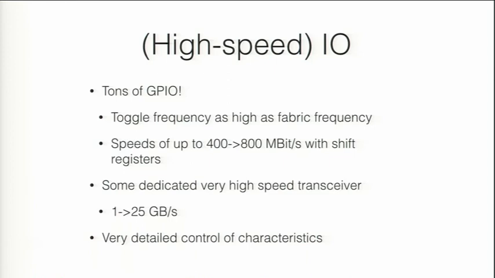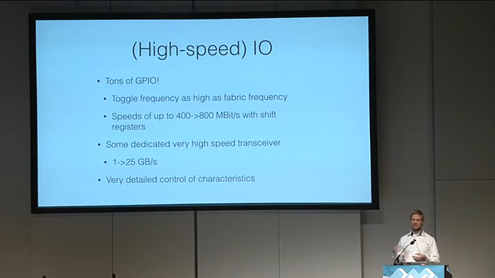So you have shift registers just within the FPGA for the inputs, so that you can have up to 480 or 800 megabit on each pin as input. And then there are dedicated high-speed receivers where you can have up to 25 gigabits per second on one pin, or 2 pins actually, it's differential. So this is pretty neat.